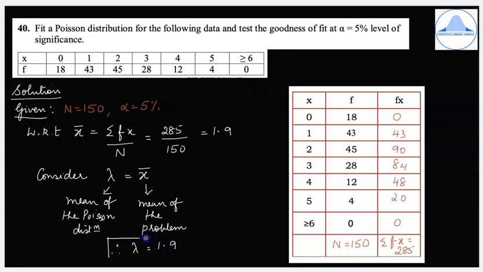So now that we have got the value of lambda, we can write down the PMF or the Poisson distribution and then find out the expected frequency. So whenever they ask us to fit a Poisson distribution, we need to find out the expected frequencies first.